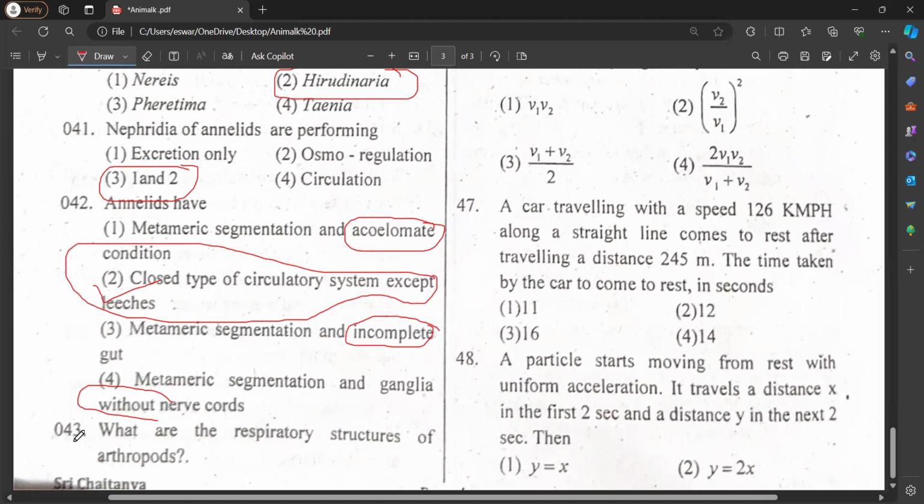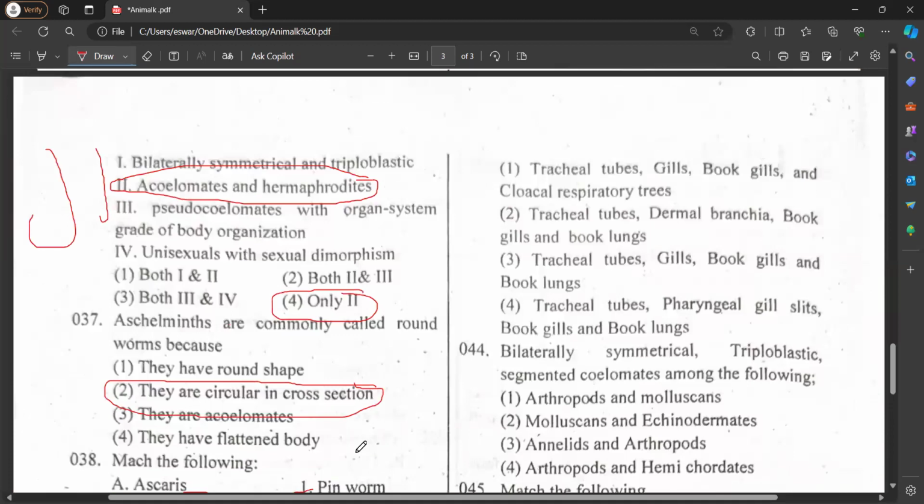Next question, question number 43. What are the respiratory structures of arthropods? Tracheal tubes, gills, book gills, and cloacal respiratory trees. Tracheal lungs, dermal branchia, book gills, and book lungs. Tracheal tubes, gills, book gills, and book lungs. Tracheal tubes, pharyngeal gill slits, book lungs, and book gills.